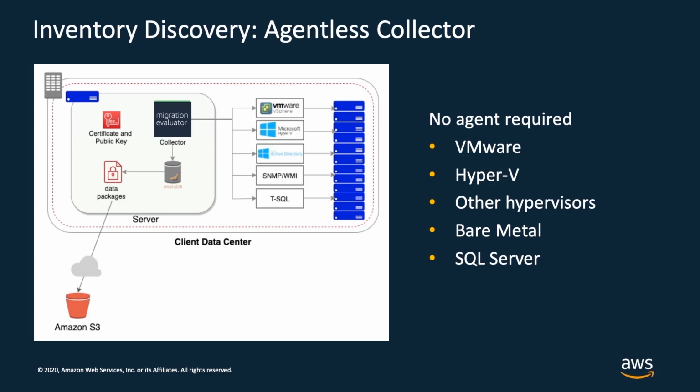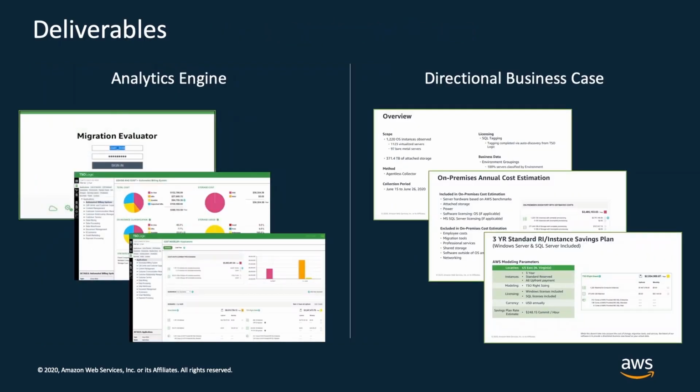At the end of the collection phase, we analyse all the data and we produce 2 deliverables. The first output of the assessment is the Migration Evaluator analytics engine. This is a web-based console which allows you to view your on-premises infrastructure data, compare different AWS cost model scenarios, build your own scenarios, and see groupings of your infrastructure by environment or by application. You can even drill all the way down into single servers to see their individual costs and their specifications. You can export all the results and do much more. Now let's do a demo and see this in more detail.